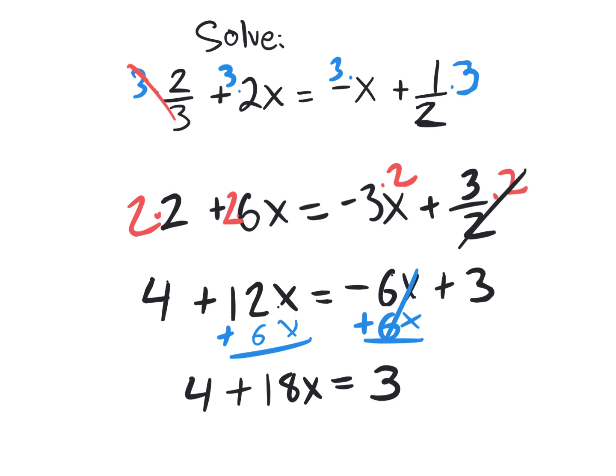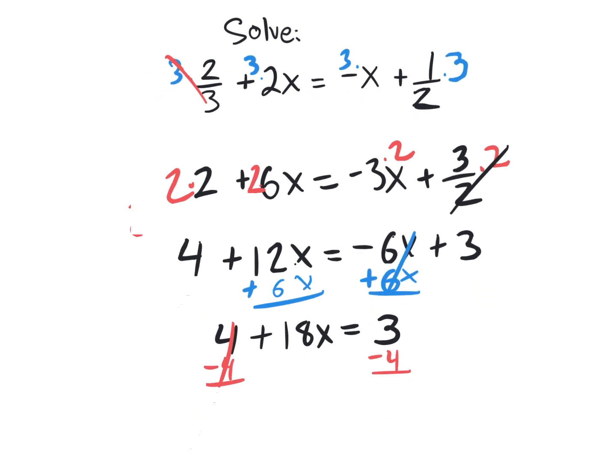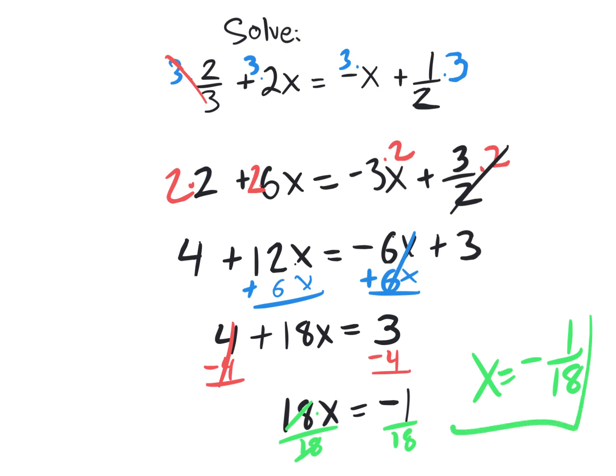Okay? And now let's get rid of the 4 and the 18. Of course, get rid of the number that's by itself first. I'm going to subtract 4. That cancels out. My new equation reads 18x equals negative 1. And for my final step, I am going to divide by 18 and divide by 18. So x equals negative 1 over 18. Okay?